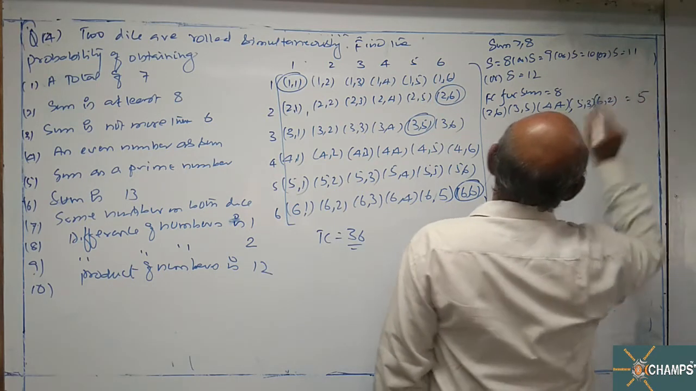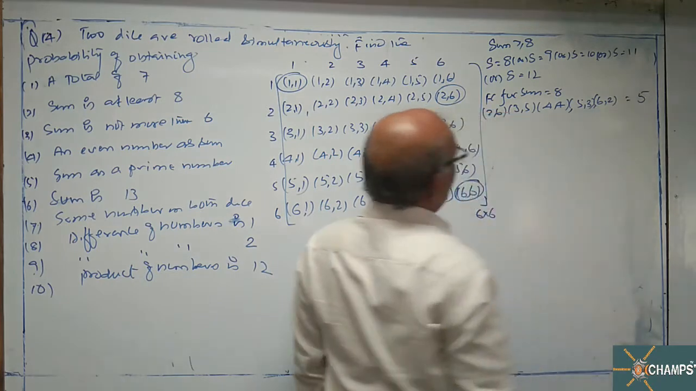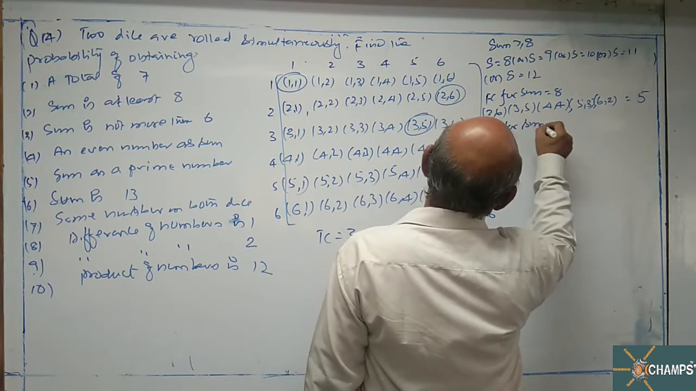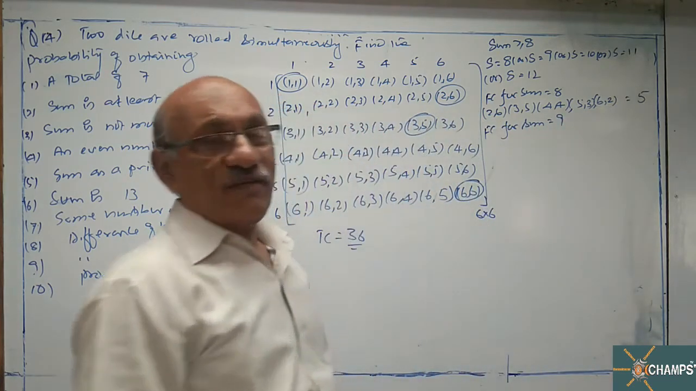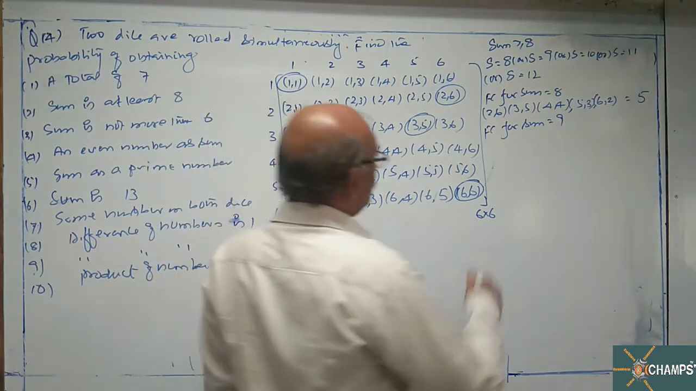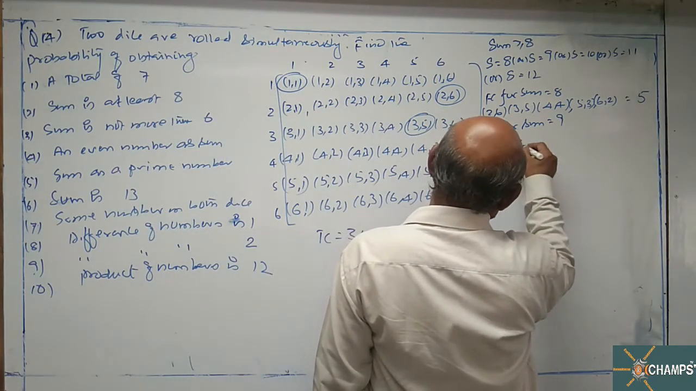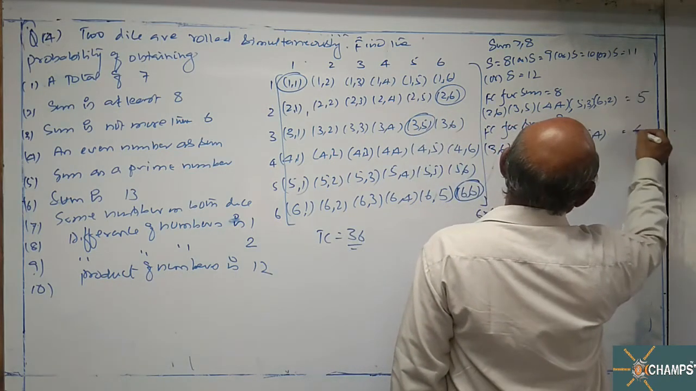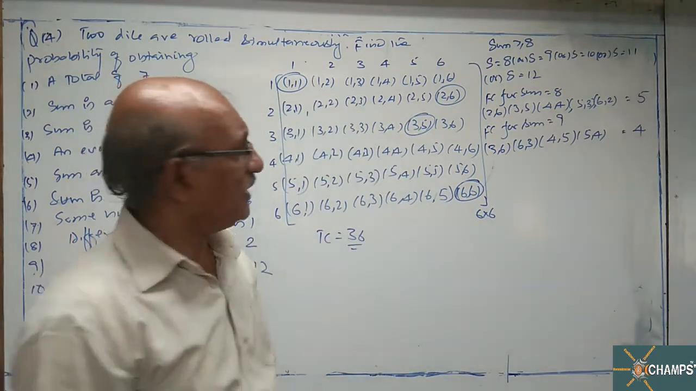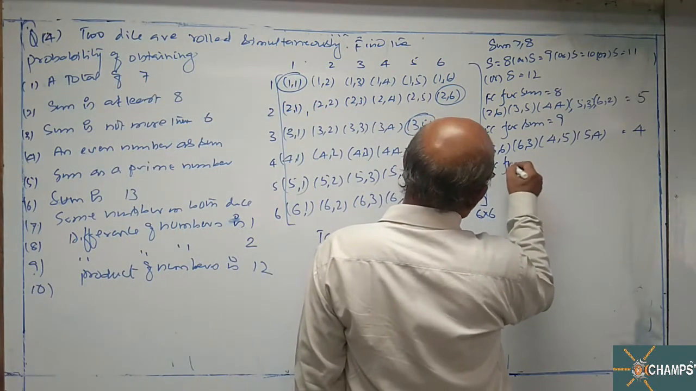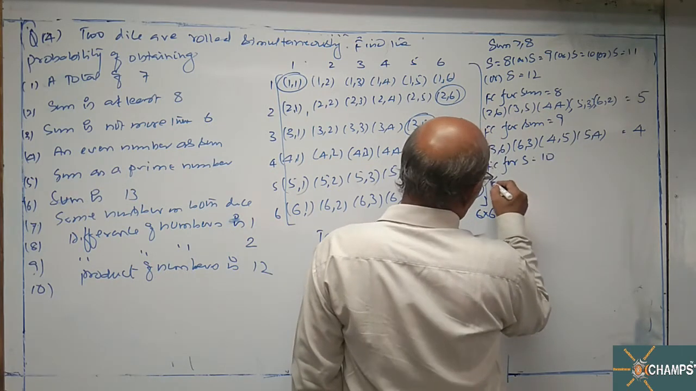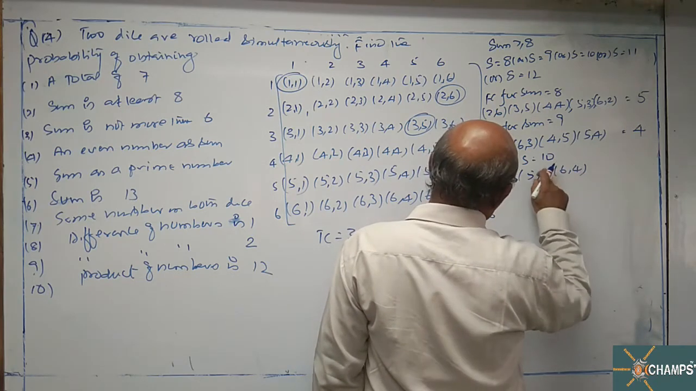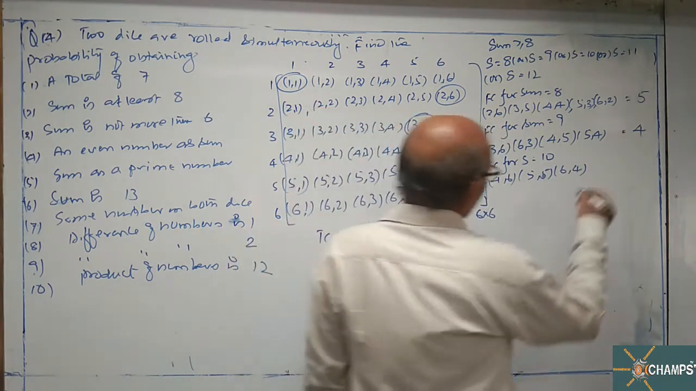How many cases are there? 5 cases. 1, 2, 3, 4, 5. Next. Favorable cases for sum is equal to 9. 3 comma 6, 6 comma 3, 4 comma 5, 5 comma 4. How many cases are there? 4 cases are there. Favorable cases for sum is equal to 10. 4 comma 6, 5 comma 5, 6 comma 4. These are the 3 cases we have.